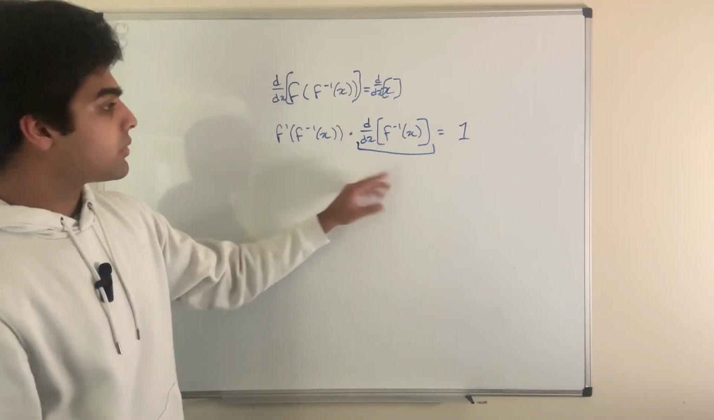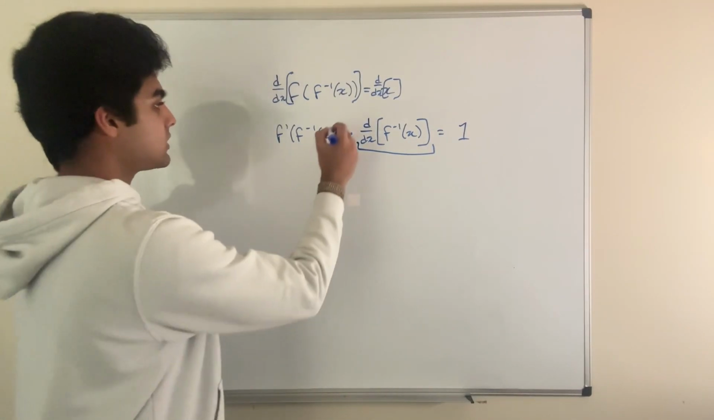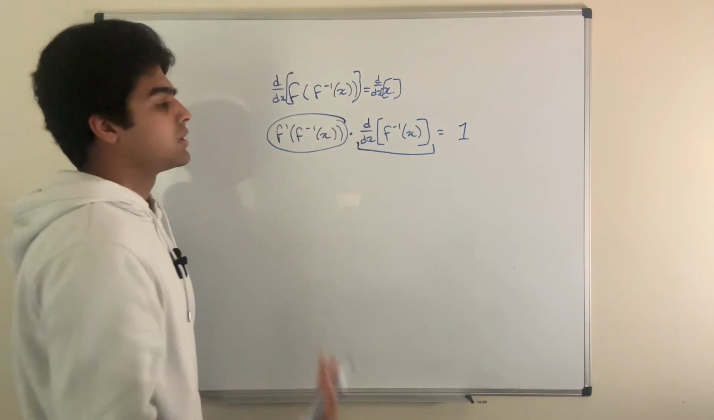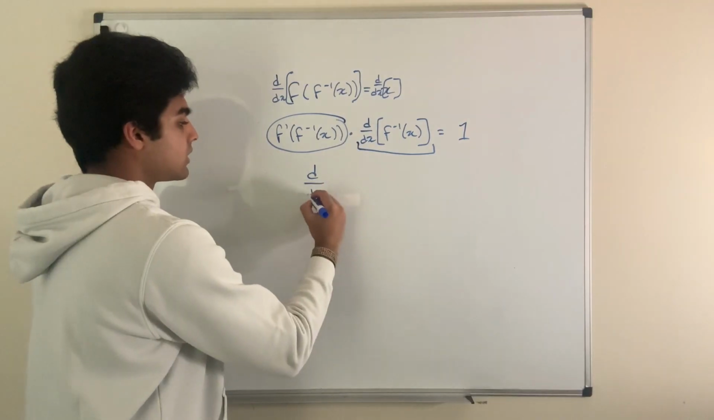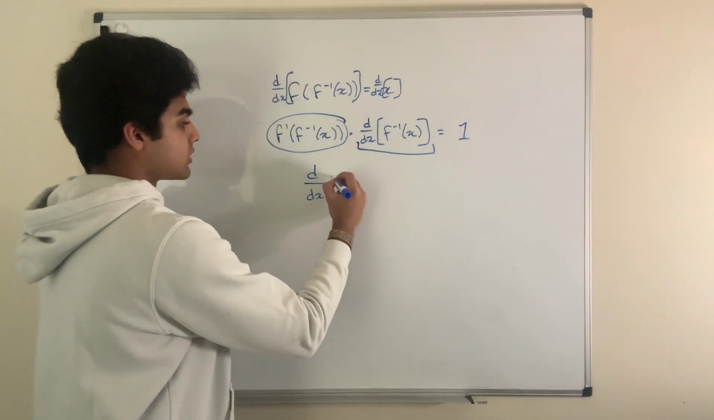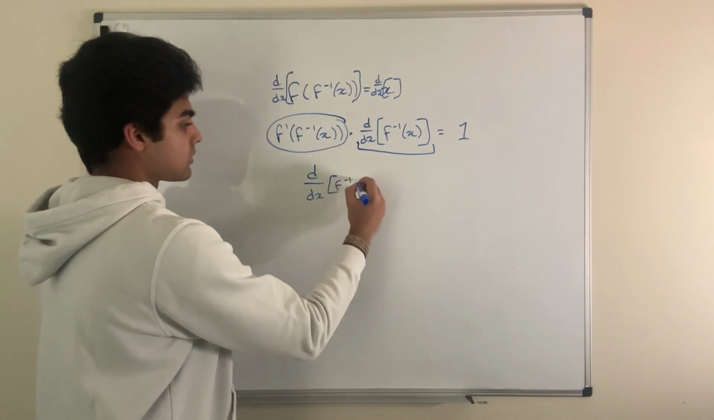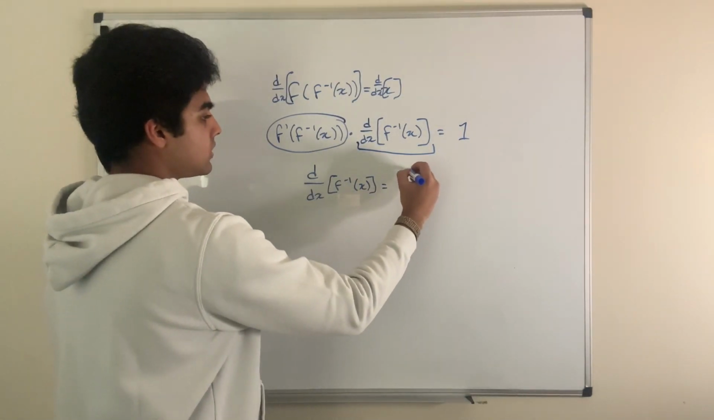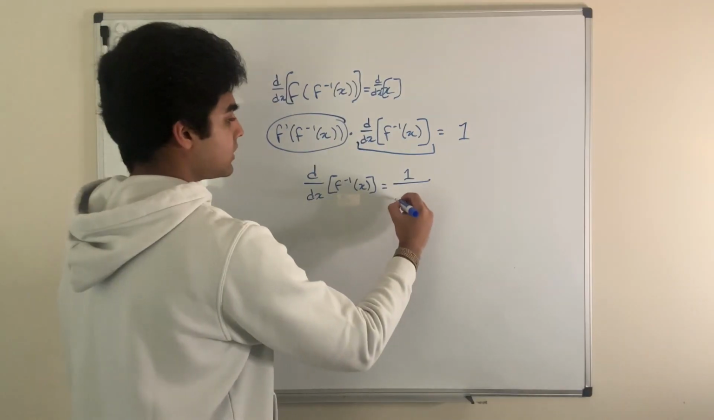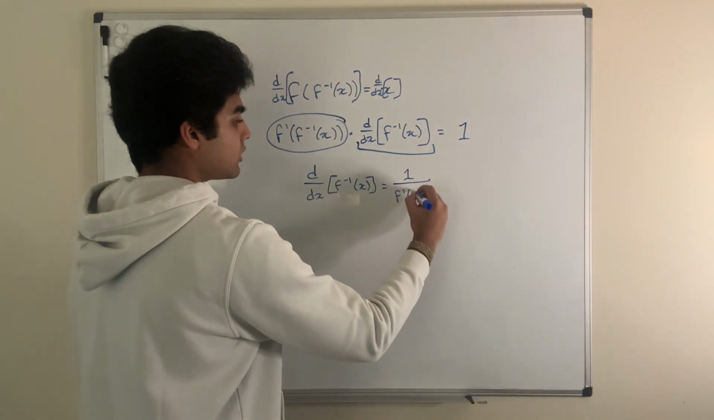So to solve for that, we can just divide both sides by this thing right here. So when we do that, what we'll be left with is the derivative of the inverse function is equal to 1 over f prime of the inverse function.